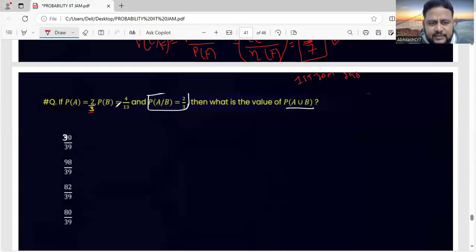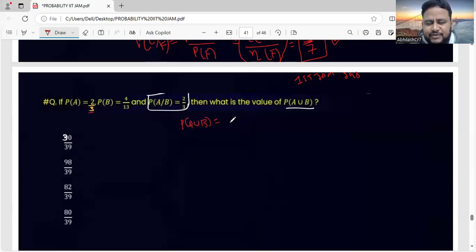Probability of event B is 4 by 13, and probability of A by B, that is probability of A with respect to B, is 2 by 3. Then what is the value of the probability of A union B? The question that they are asking is, what is the probability of A union B? So first of all, you have to find the probability of A union B.